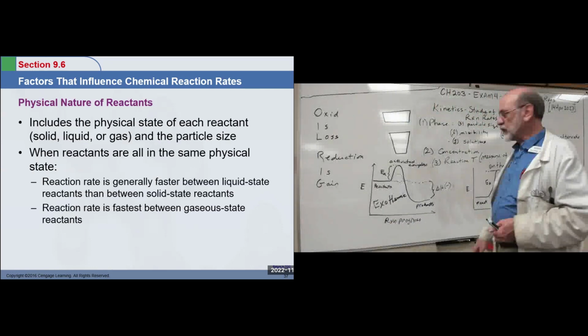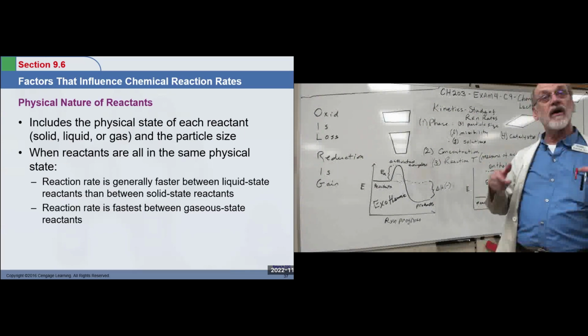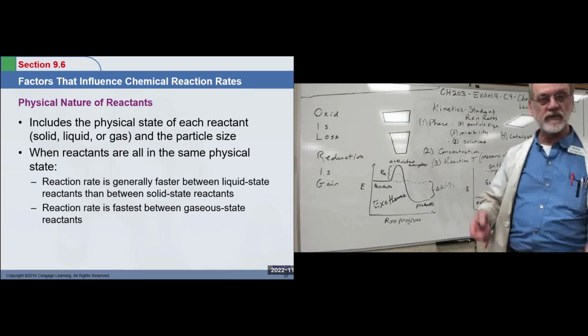So those four factors have a direct bearing on the reaction rates, how fast the reaction goes.